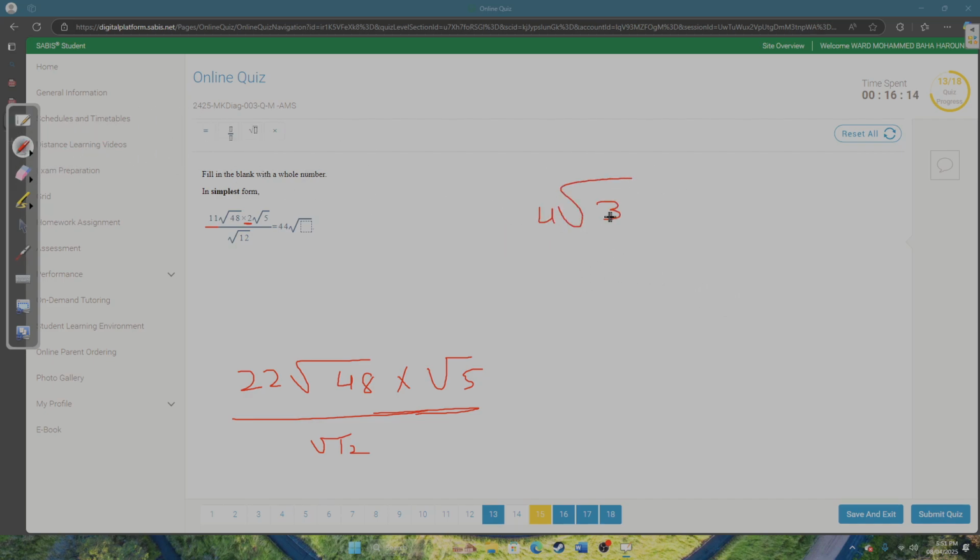4 radical 3. So it's 22 times 4 radical 3, because since the radical is outside, you can multiply it with, like, let's say this is becoming 4 radical 3. And you can multiply them because it's outside. So if you multiply them, you're gonna get 88.